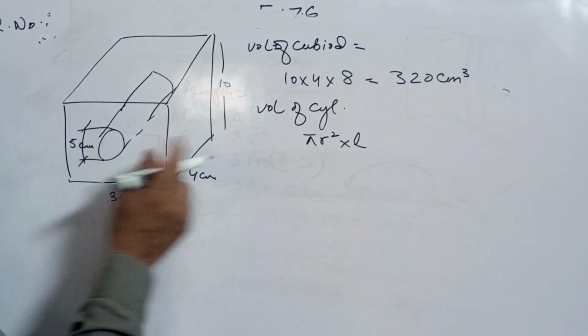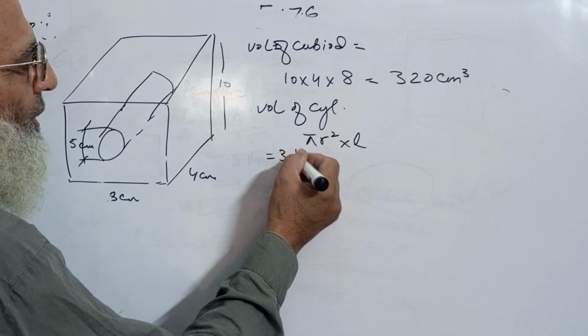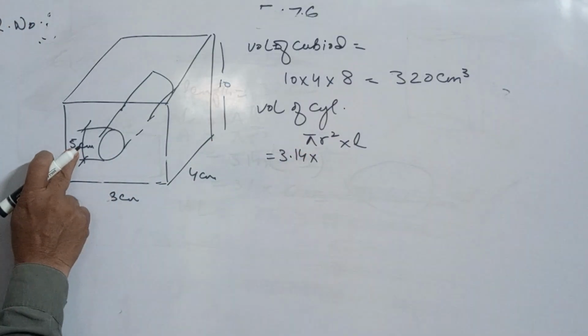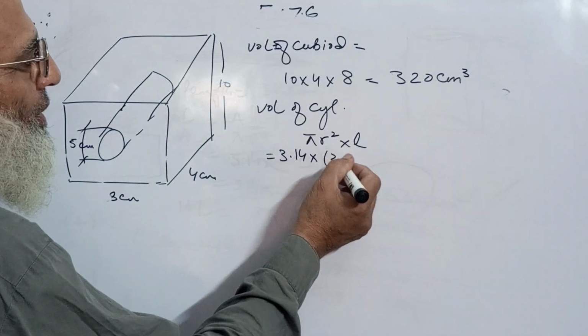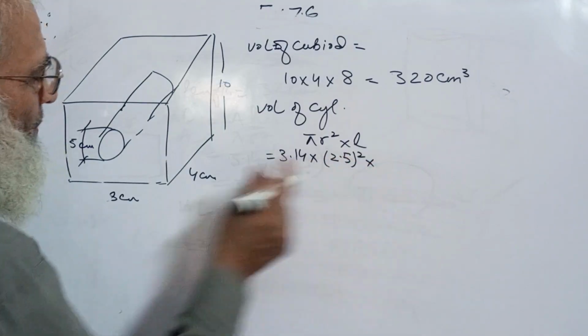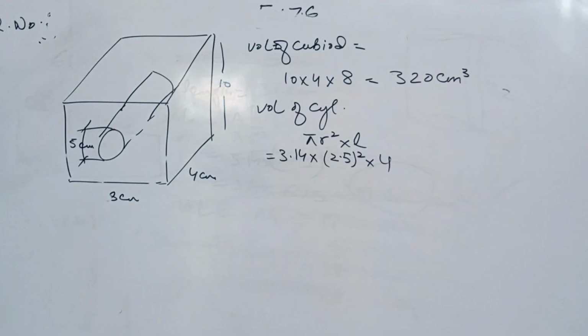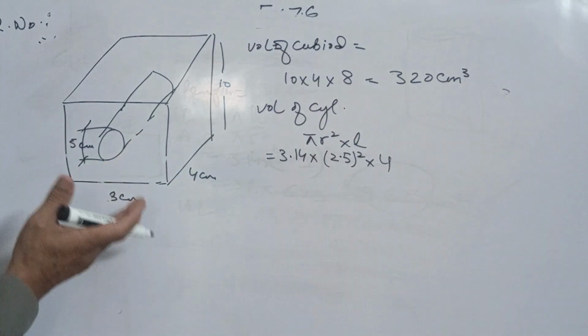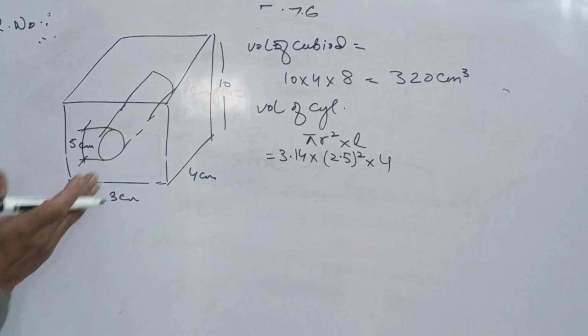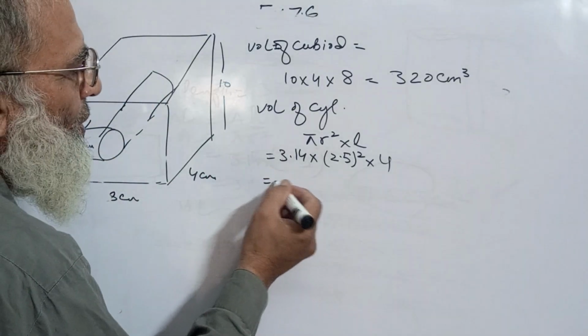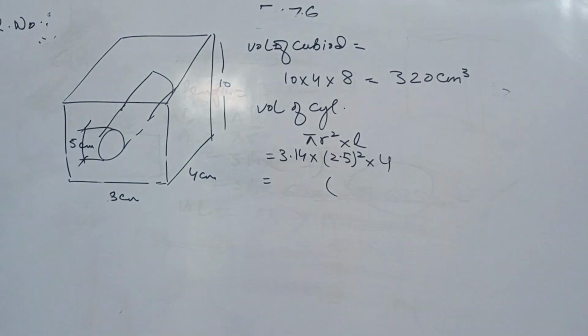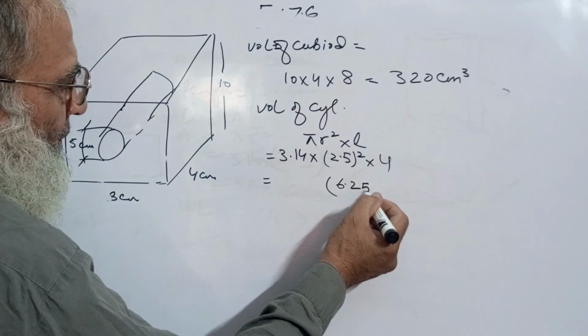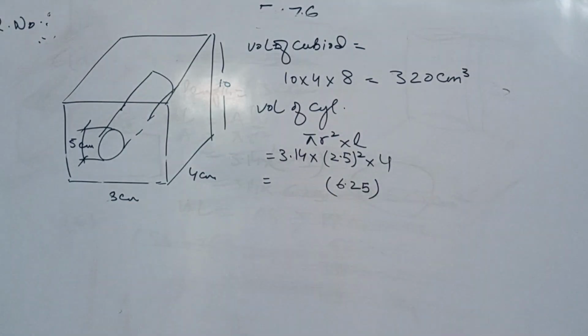So pi r square, pi is 3.14, r is 2.5. Okay, this is diameter, so 2.5 the whole square multiplied by L, which is this 4. Because in the figure you will see that this is along the 4 axis. So I just calculated 2.5 squared, 6.25, multiplied by 3.14.